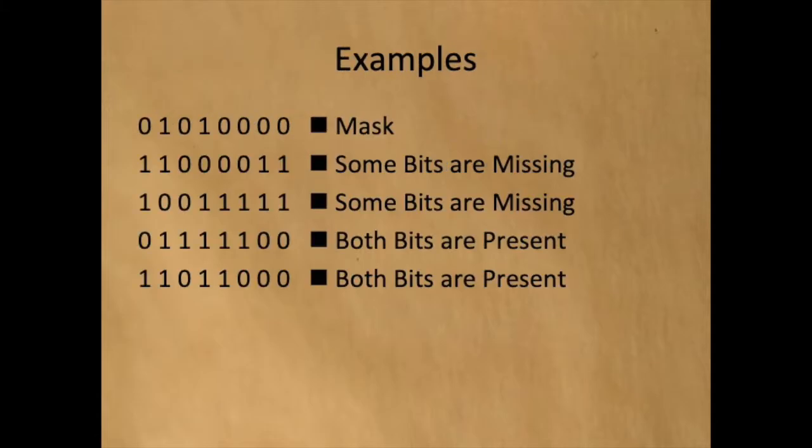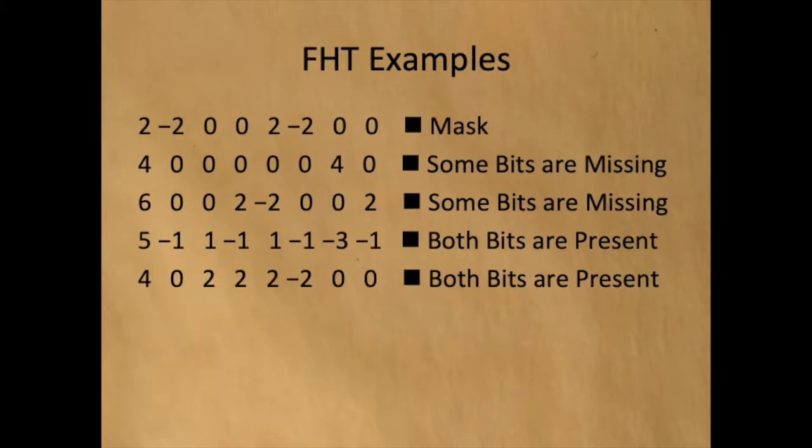Let's start with some examples. Consider the bit vector called mask. It has 2 bits, and we want to know whether other vectors have those same 2 bits set. In the second and third vectors, one of the bits is missing, and in the third and fourth vectors, both bits are present. In bit space, this is easy to figure out using intersection. But if we take the fast Hadamard transforms of those vectors, then the answers are very unclear.